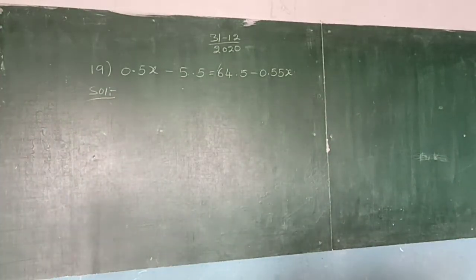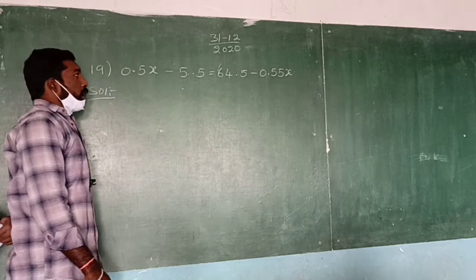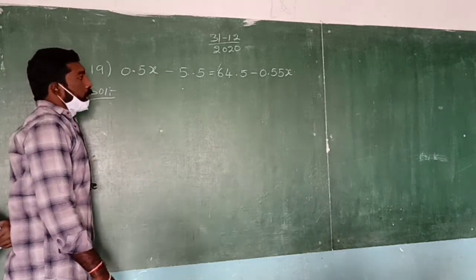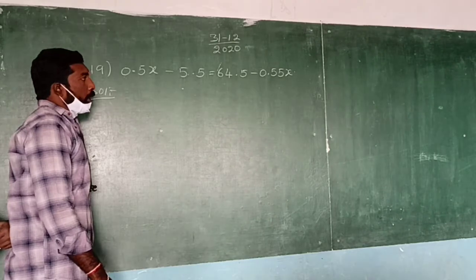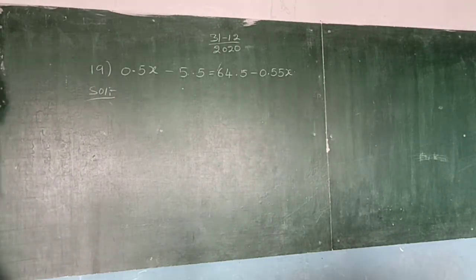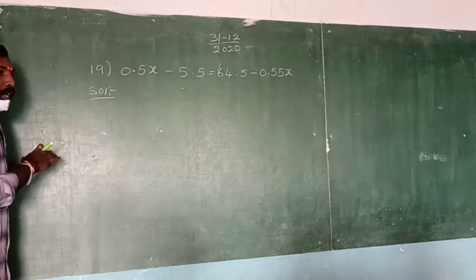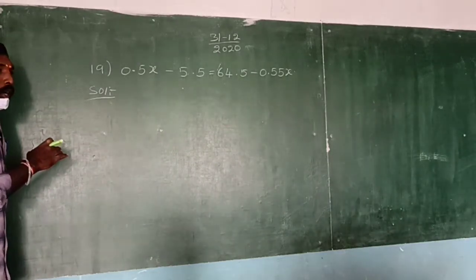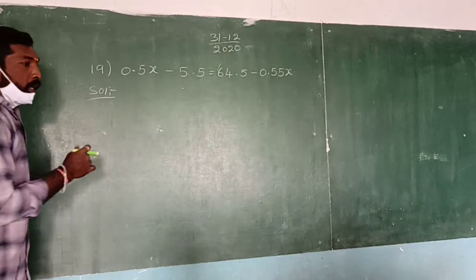Here the question is 0.5x minus 5.5 is equal to 64.5 minus 0.55x. Okay, now that is the question. So what do you have to do? Replace the variables at one side and constants on another side.